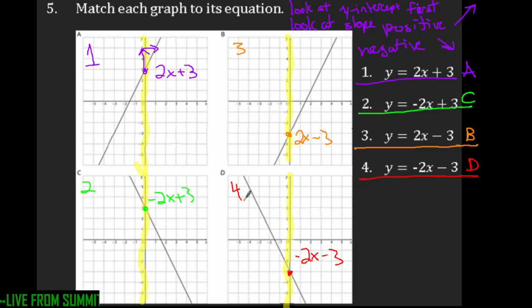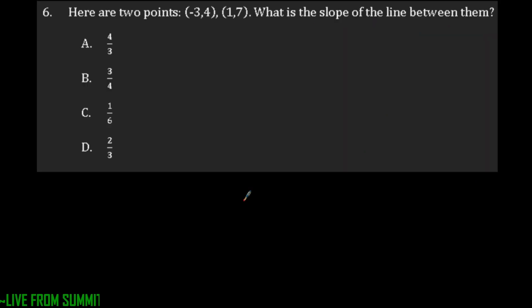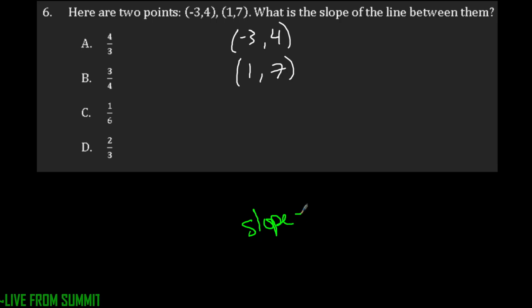All right, so make sure you can use those 2 tools: using your y-intercept first, and then use your slope to tell you which one you're looking for. And speaking of slope, it says here are 2 points. What is the slope of the line between them? What I suggest you do is write your 2 points down. So I have -3, 4, and I have 1, 7. And as a reminder, slope is equal to the change in y divided by the change in x.